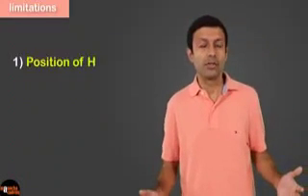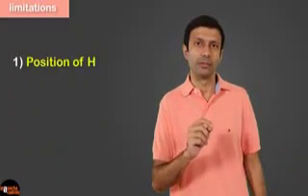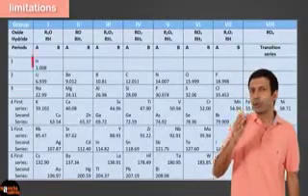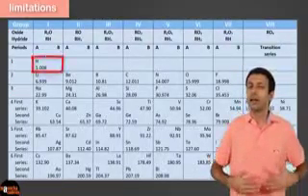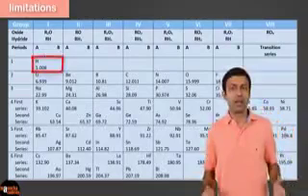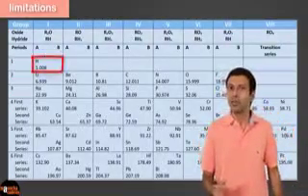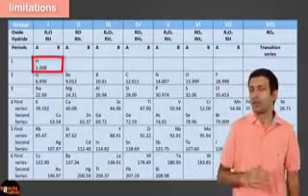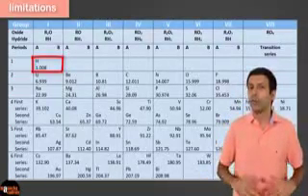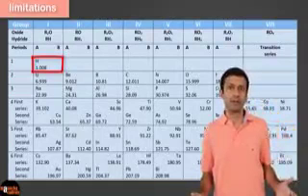Now that we are done with the achievements of Mendeleev's periodic table, let's look at some of the limitations. The first one is regarding the position of hydrogen. Now if you look at his periodic table, hydrogen is in group 1 along with the other alkali metals because it shows very similar chemical properties. It combines with halogens, oxygen, sulfur to form compounds having similar formulae.